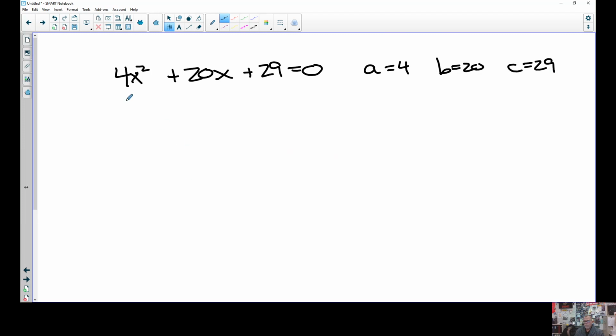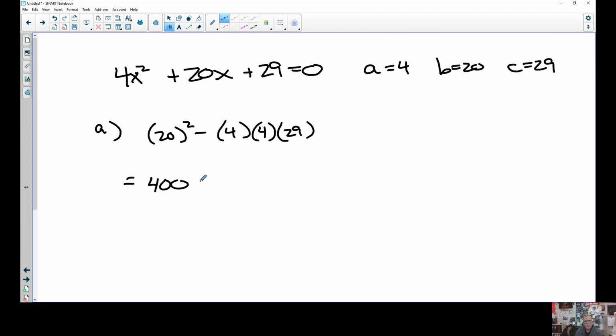So now I'm going to find my discriminant. I'm going to do b squared, 20 squared, minus 4 times a, that's another 4 times c, that's 29. So this is going to be 20 squared is 400 minus 4 times 29. That is 464. Whoa, 464. That looks really ugly. I'm sorry, guys. I got to rewrite that.